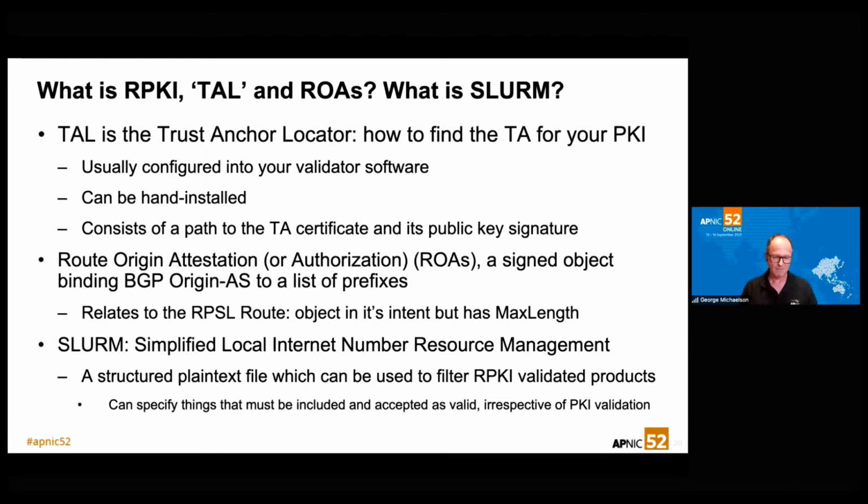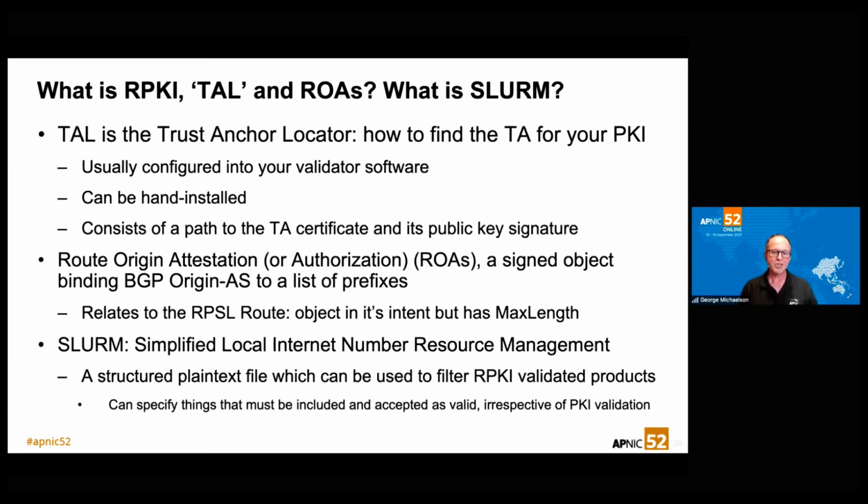A ROA stands for a route origin attestation or authorization. Both are acceptable. It's basically connecting origin AS to a list of prefixes. It's like the RPSL route object, but with an extra value called max length. It's a little contentious. We won't talk about that today because it has no meaning in AS0.